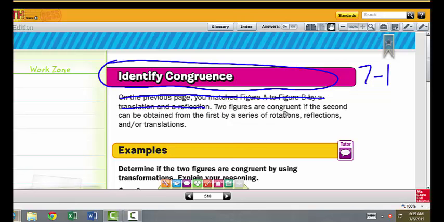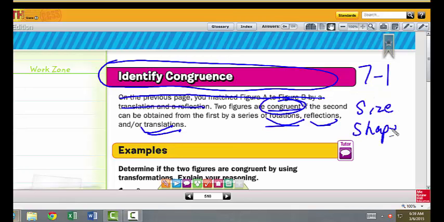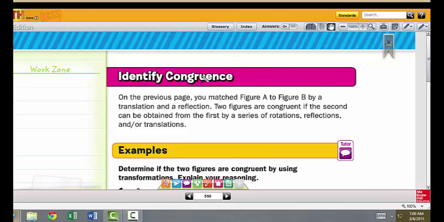Two figures are congruent if the second can be obtained from the first by a series of rotations, reflections, and translations. So there could be a series of these things. As long as we can get one figure to move exactly over the top of and be the same size and shape as the other figure through a series of rotations, reflections, and translations, then we can prove that they are congruent. Remember, congruence is all about same size and same shape. So that's what this is about. Let's take a look at what that means.